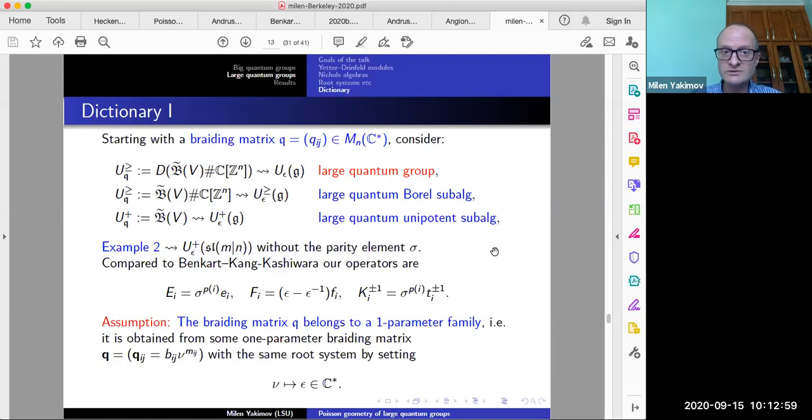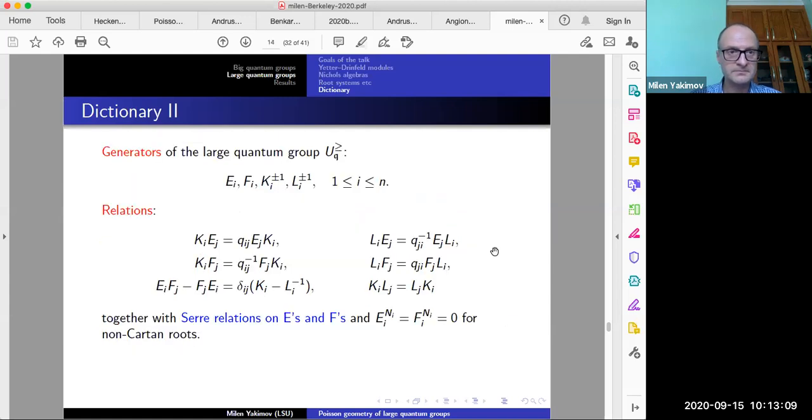Still, with this assumption, we're still covering all big quantum groups, big quantum supergroups, these Katz-Weisfeiler algebras, and others. And here is the second piece of the dictionary. I want to give you a feeling of what our big quantum groups, large quantum groups, are. I still want to erase this misprint there, greater or equal.